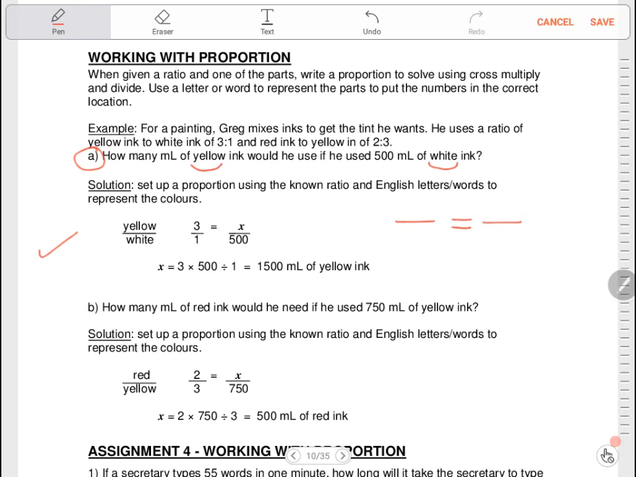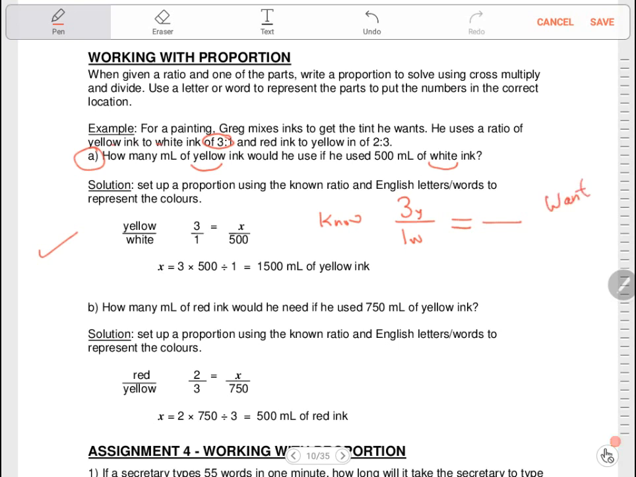Now let's go into the question and find out what is the ratio or the connection between yellow and white ink. And it says right here, yellow ink to white ink is 3/1. Yellow ink to white ink is 3/1. That's my know information. I know it is 3 yellow, I put a little y there, to 1 white. So I put in those letters. Now, that's my know side. Now I do my want side.